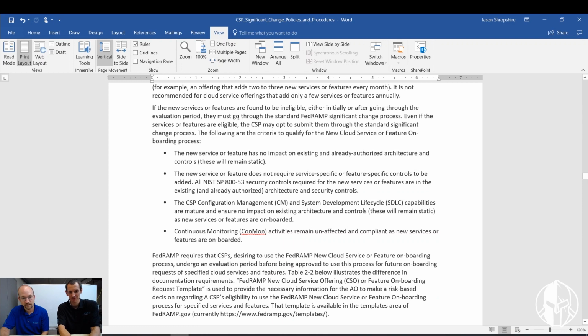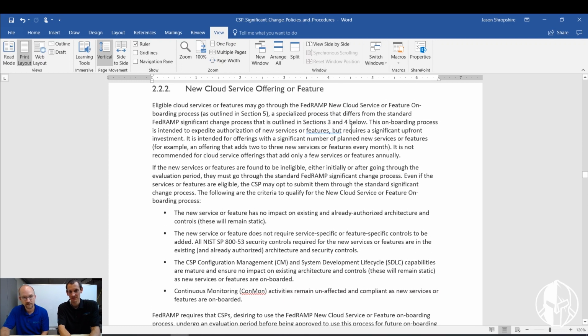They look for eligibility criteria. They're going through this onboarding process for the new cloud service offering or feature. This new thing is really for clouds where there's a significant upfront investment. It's intended for offerings with a significant number of planned new services or features. It's not recommended for cloud service offerings that add only a few services or features annually. So they really say this is a fork in the road, and one goes one way and one goes the other way. That's how we're seeing this.